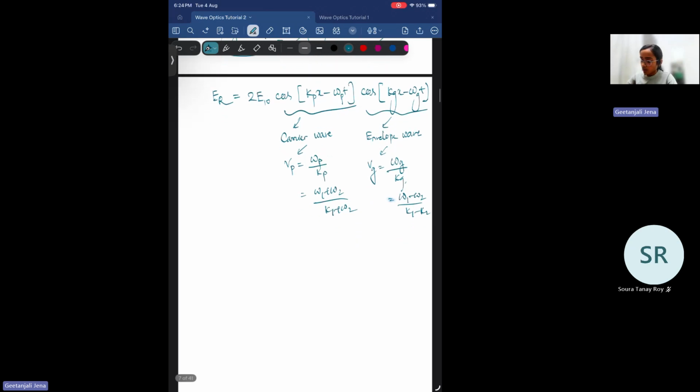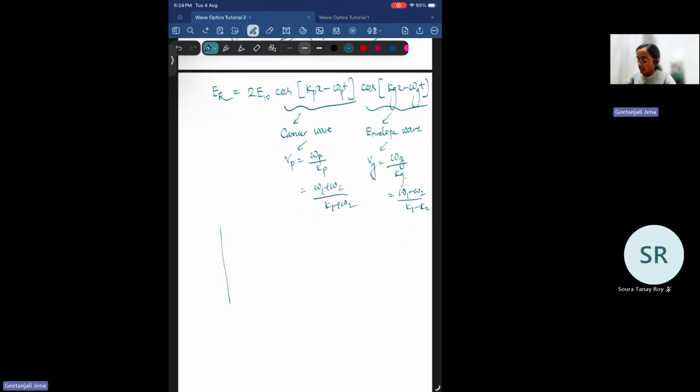Okay. From this, we can graphically show the carrier wave as well as the envelope wave. This is the envelope part, which is propagating at group velocity. And in each envelope, we have the carrier wave, which propagates with the phase velocity.